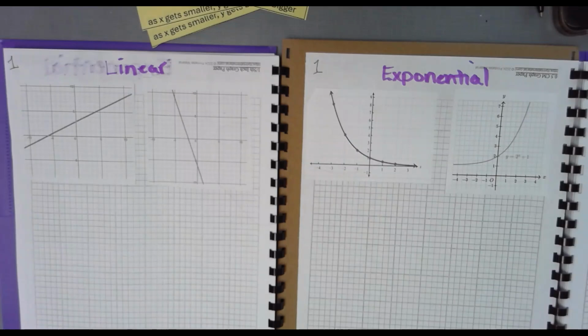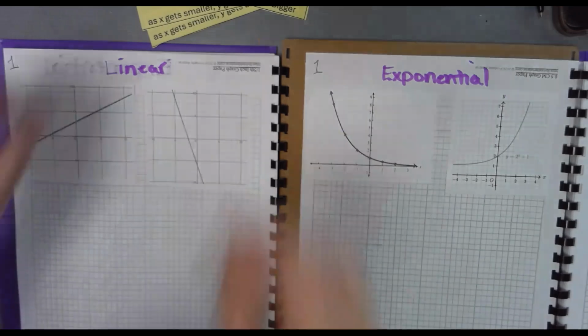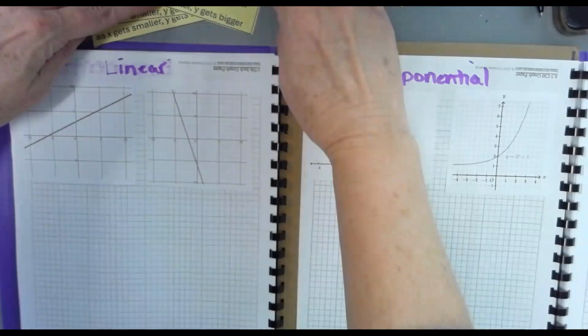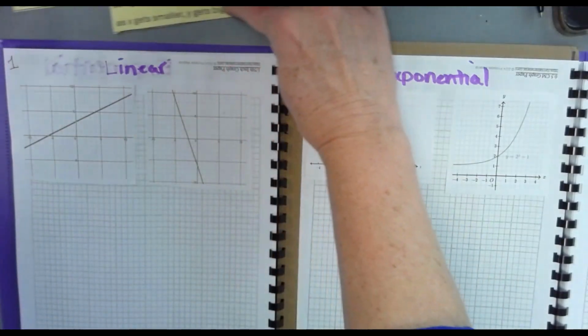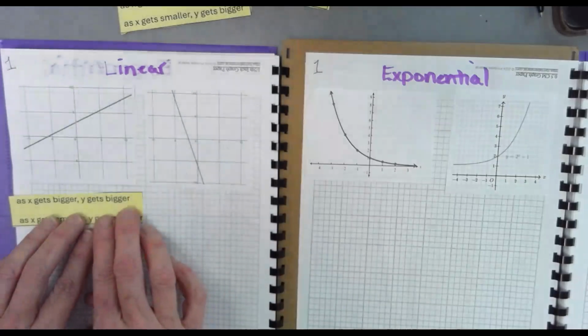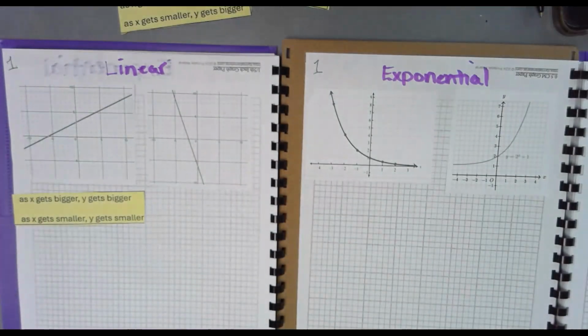Okay, now let's look over on this side. Y'all, this is where X gets smaller. Where's Y going? Where's your graph going? Down. So when X gets smaller, Y gets smaller. So that goes right there. As X gets bigger, Y gets bigger. As X gets smaller, that goes right there.